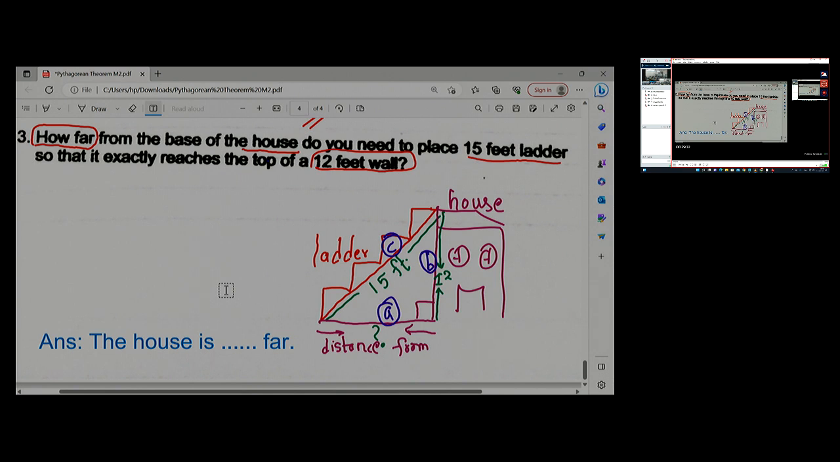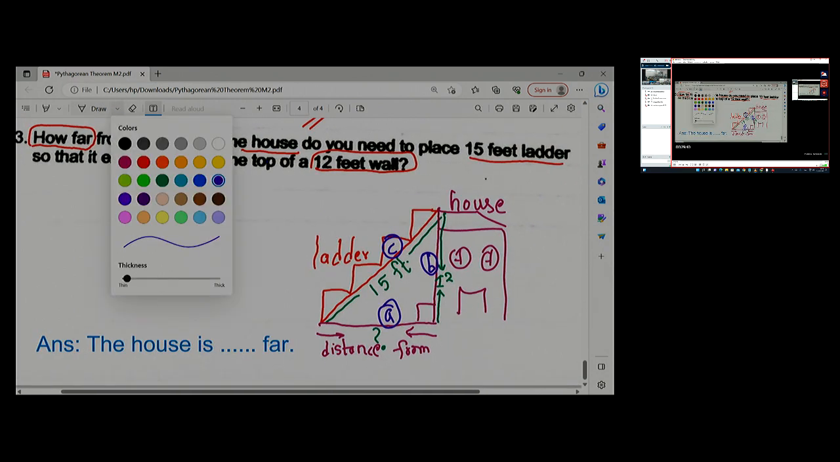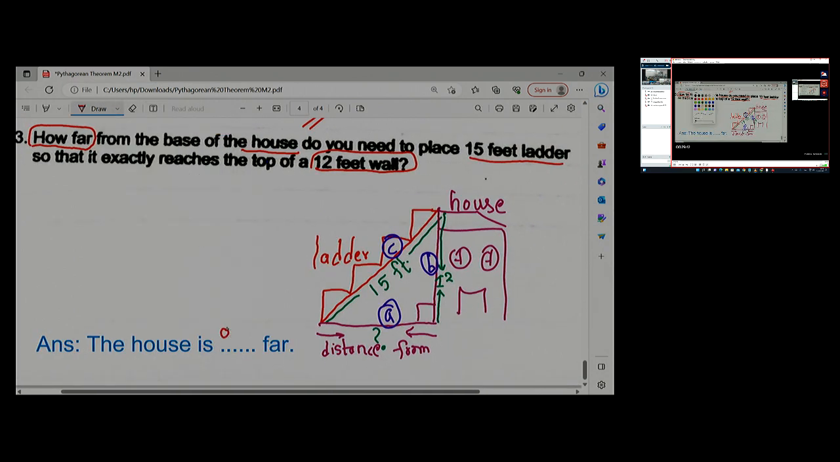The house is how many feet far? 9. Okay, your friend says 9. Let me check the answer. She says 9 feet, right? Your answer is 9 feet. Let me check. How do you check? By using the Pythagoras theorem.